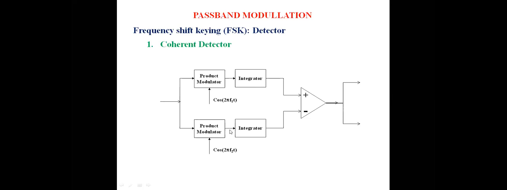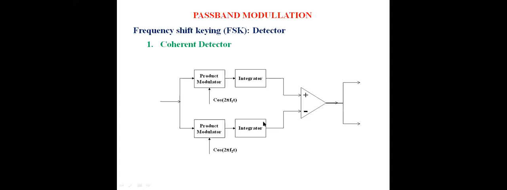Now let us come to the lower product modulator. The output of the lower product modulator is again the product of the inputs. One input is cos 2 pi f2 and another input is cos 2 pi f1, because we are talking about f1 only. When these two are multiplied, the output has two cos terms, a sum frequency and a difference frequency, and these will be removed by this integrator, because the integrator is a low pass filter with very low cutoff frequency. It will simply allow very low frequencies very near to zero, and all other frequencies will be removed by this integrator.